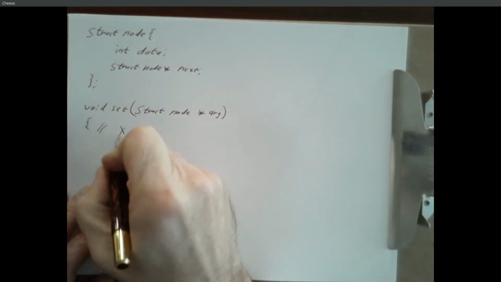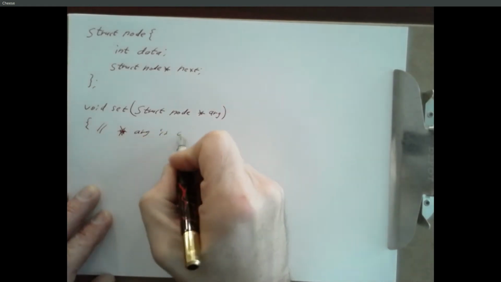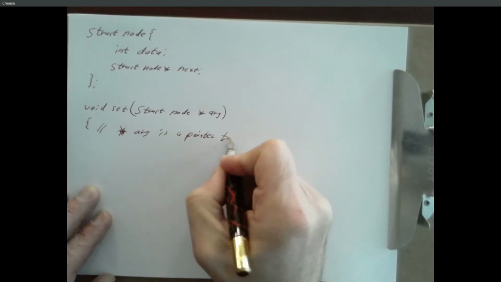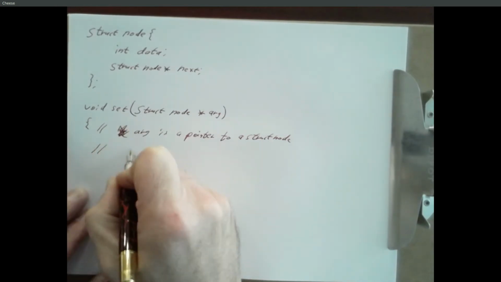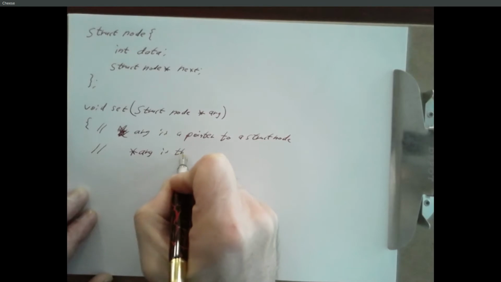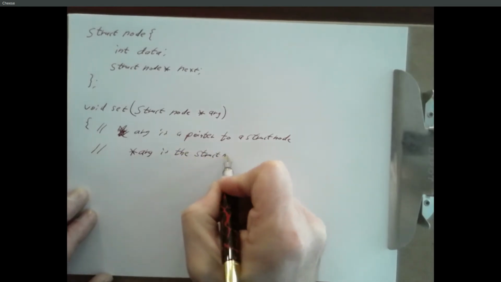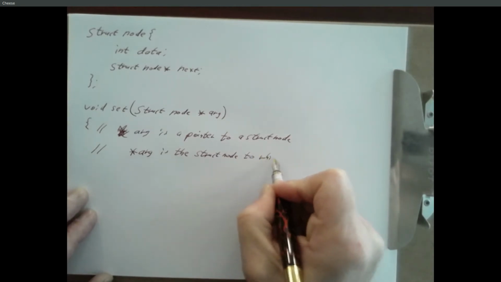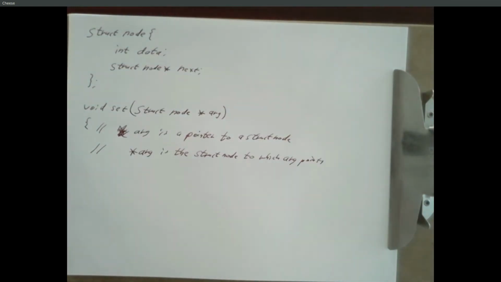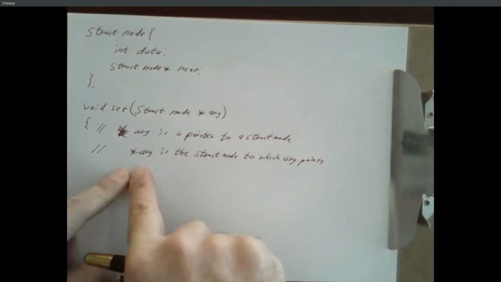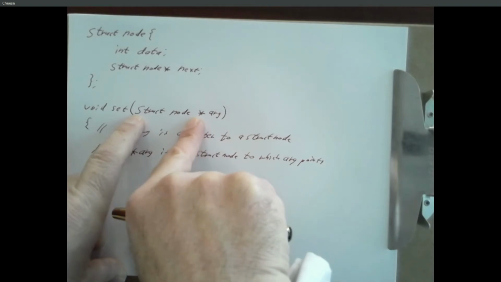So arg is a pointer to a struct node. Okay, star arg is the struct node to which arg points. And that's called pointer dereferencing. So anytime you have a pointer, you can put a star in front of it and say, I want the thing that that pointer points to. If p is a pointer to an integer, star p is the actual integer that it's pointing to. So in this case, star arg is the struct node that this argument is pointing to.